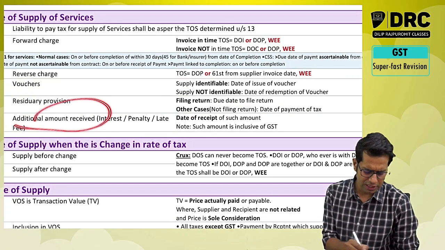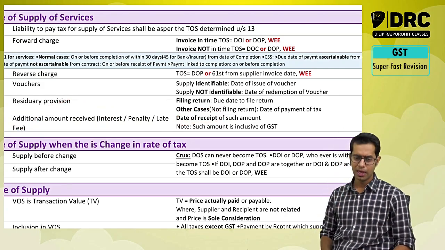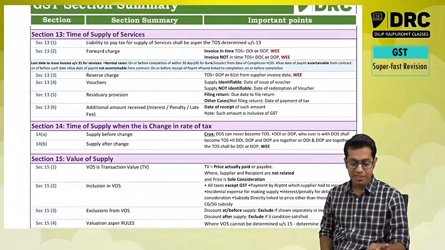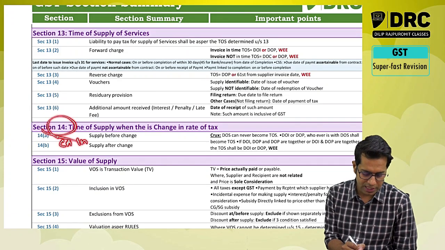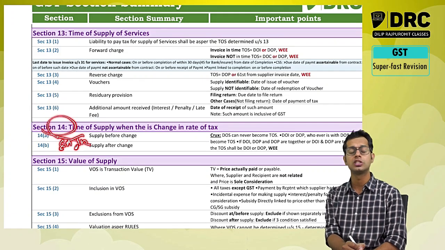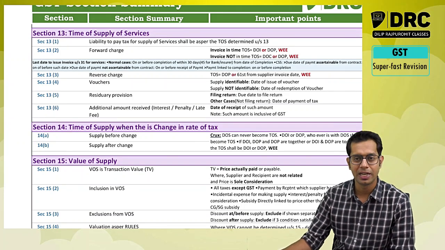And in case of interest, penalty, late fee, the date of receipt of such amount will be taken as time of supply. Now, whenever there is a change in rate of tax, section 14 is not applicable for CA inter students. It is applicable for CMA as well as CS inter students only. Time of supply in case of change in rate of taxes.